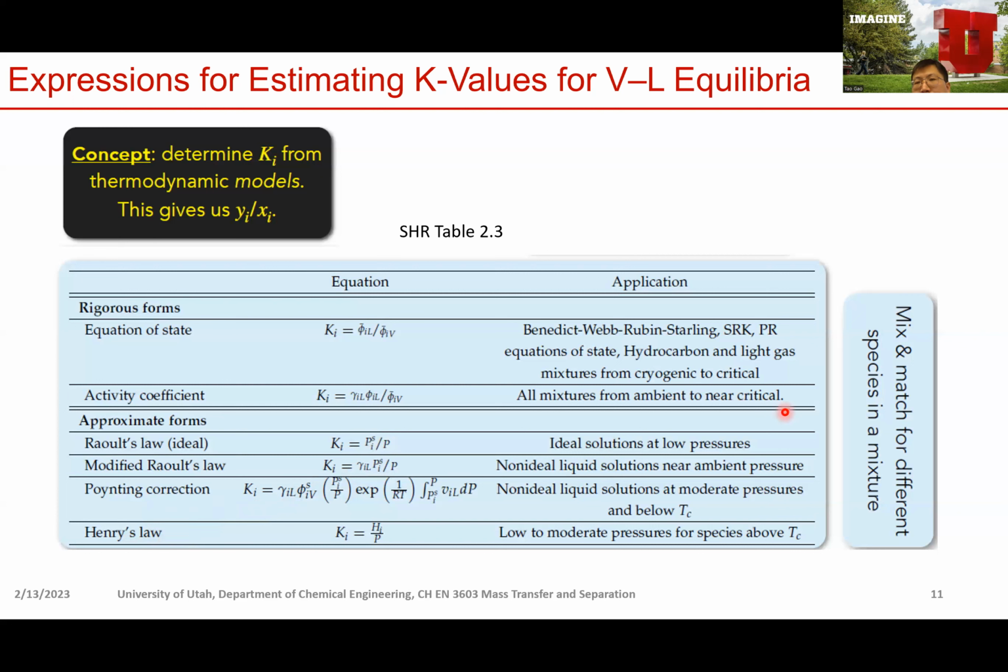In a real problem, in each phase, you could have many components, many different species, and you can mix and match for different species in a mixture. Which is to say that, let's say you have two components in your liquid mixture, you can use Raoult's law for one to compute the K value for one species, and you can use Henry's law, for example, to compute the K value for the other species. You can use them, right?